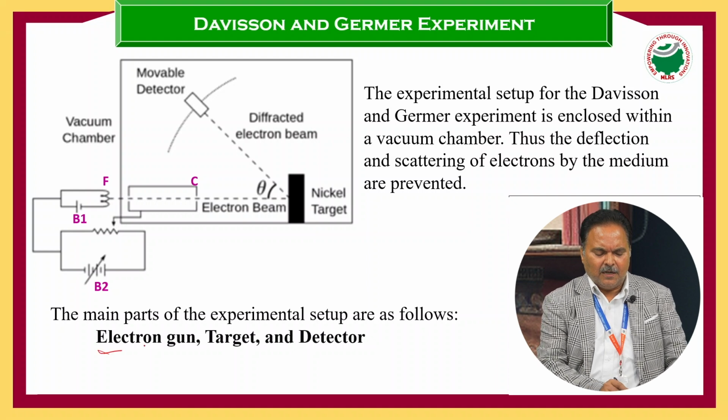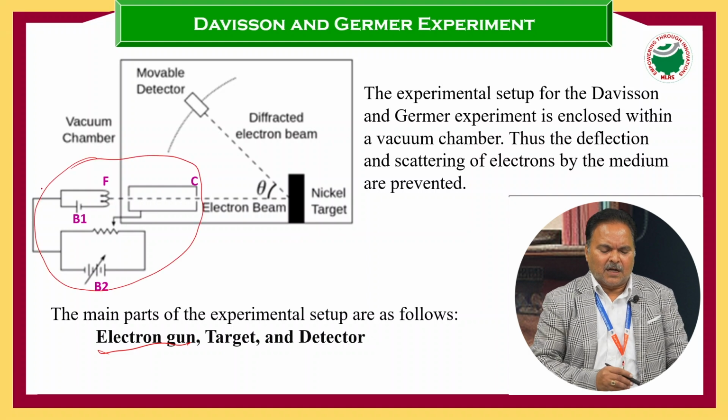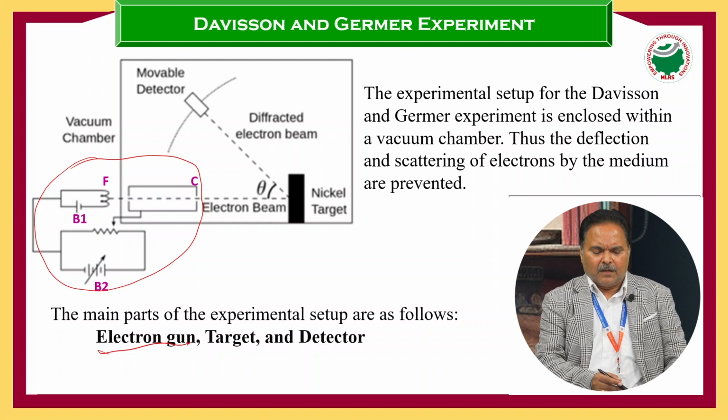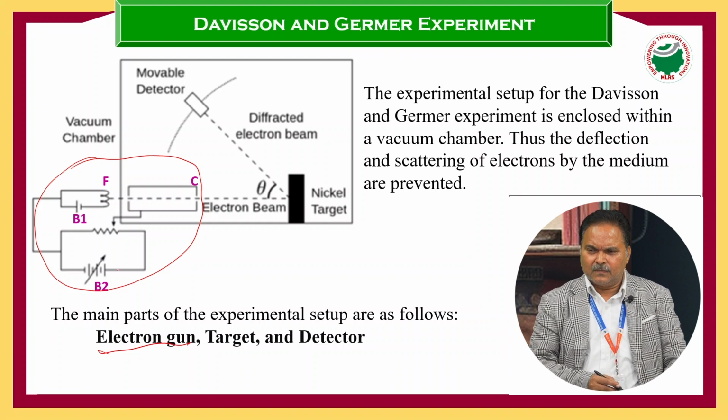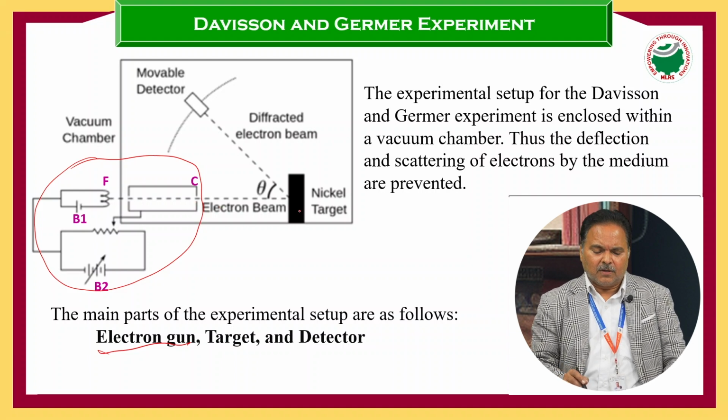One is the electron gun. This whole part is the electron gun. It contains the filament as well as a high potential power supply. Then there is a collimator, in which there is a small hole. Through that hole the electron beam comes out. So that is what the electron gun contains.